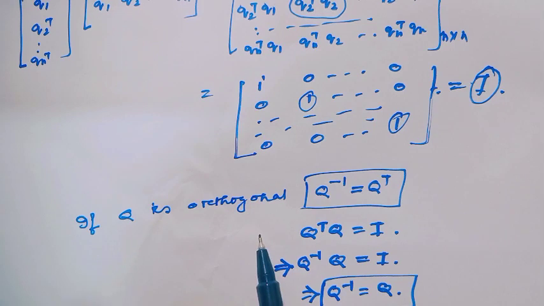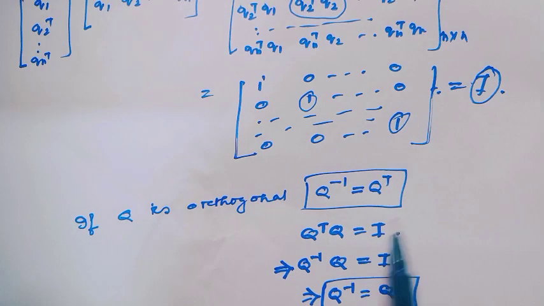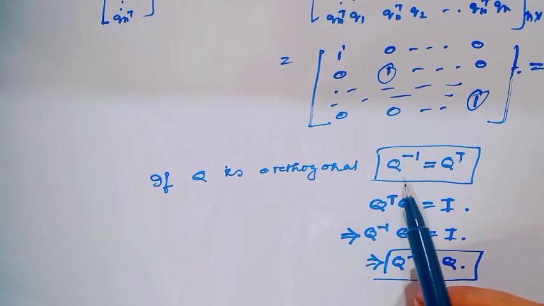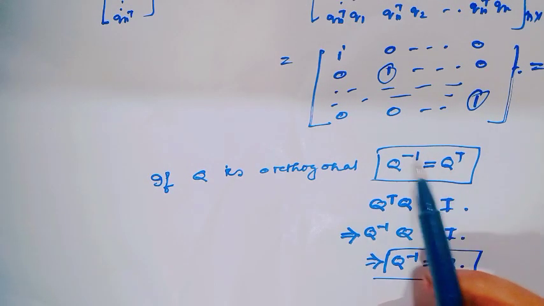Property: if Q is orthogonal, then Q transpose is equal to Q inverse. For an orthogonal matrix, transpose and inverse are always the same.